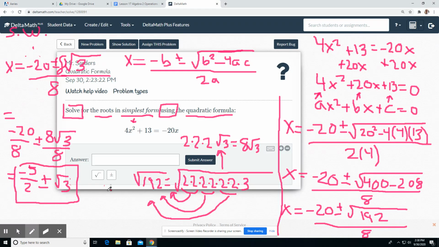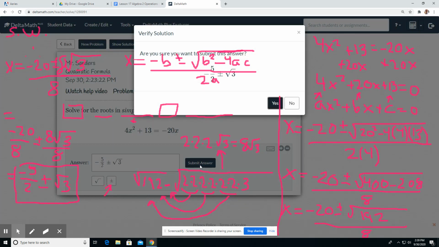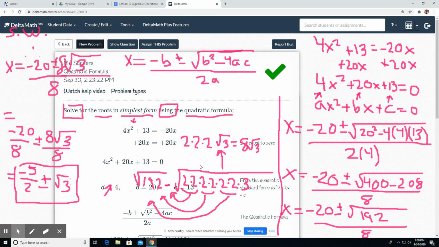Notice that in this answer we have the option of the plus or minus sign. So let's see how we did. Our answer is negative 5 divided by 2, plus or minus radical 3. Got it.